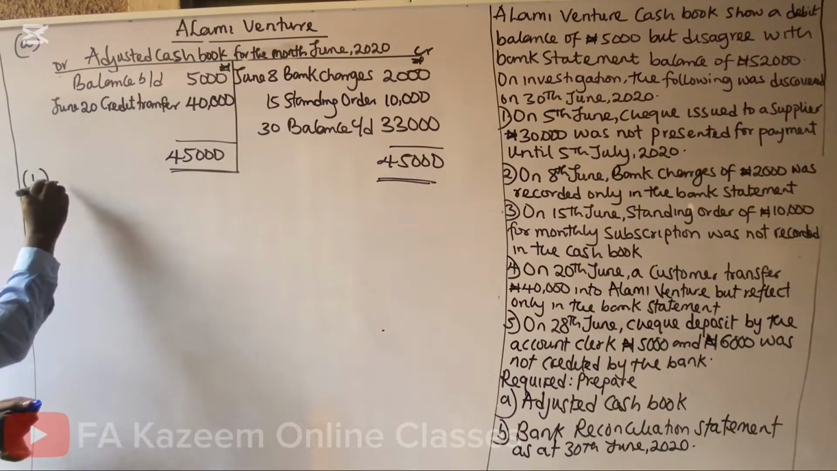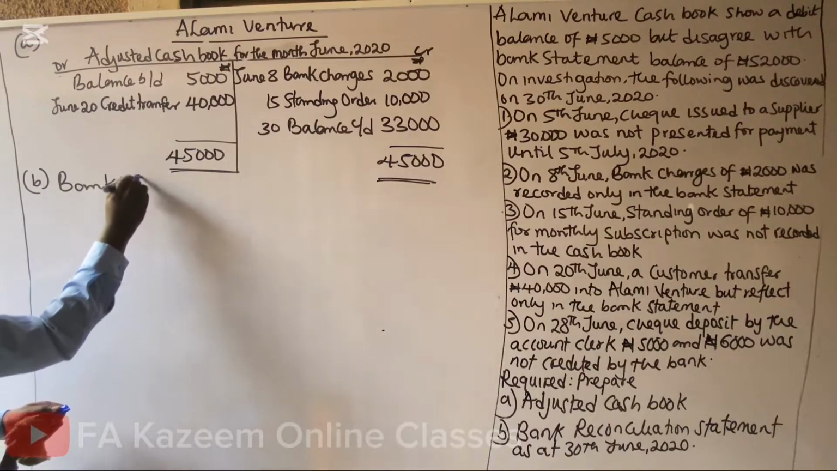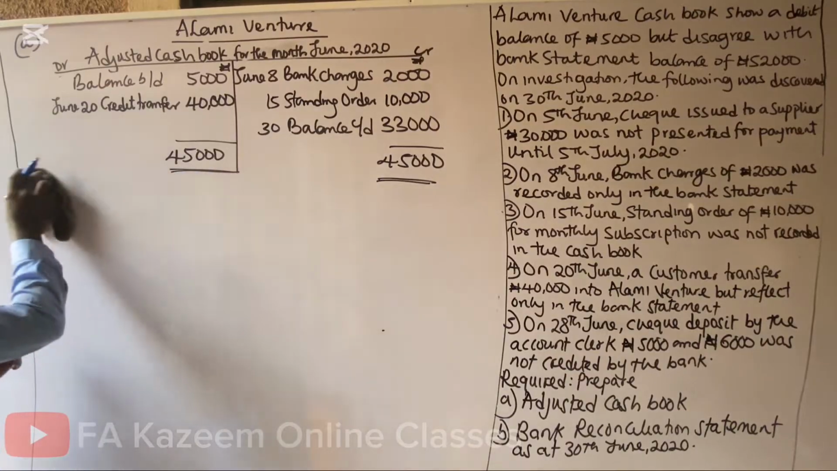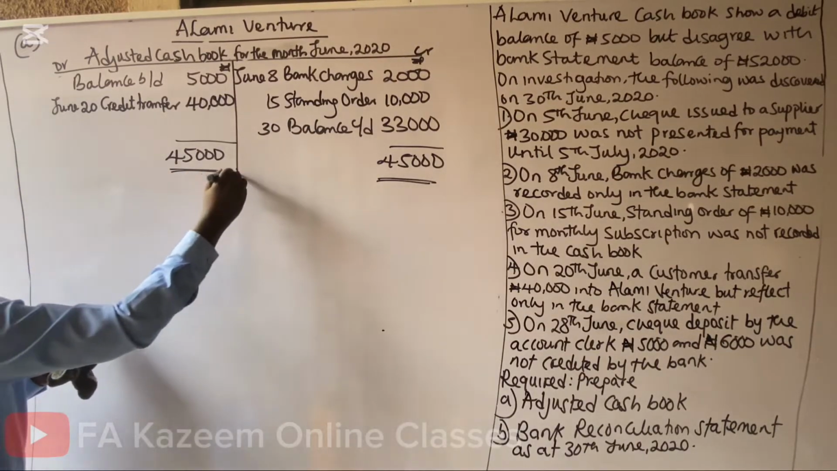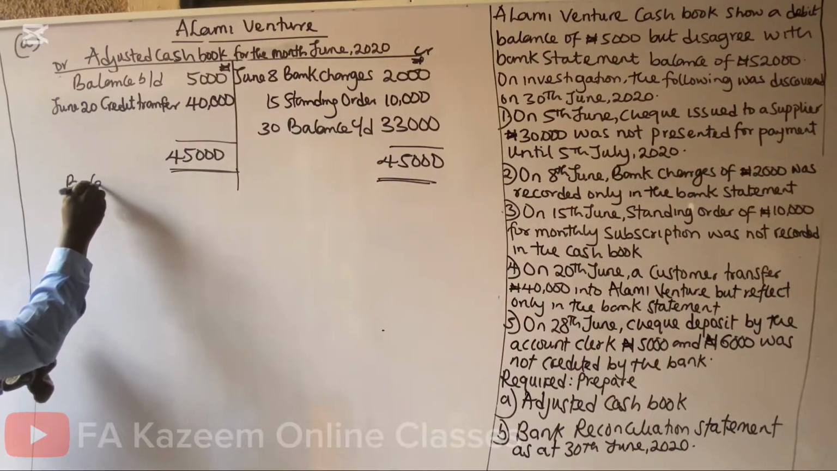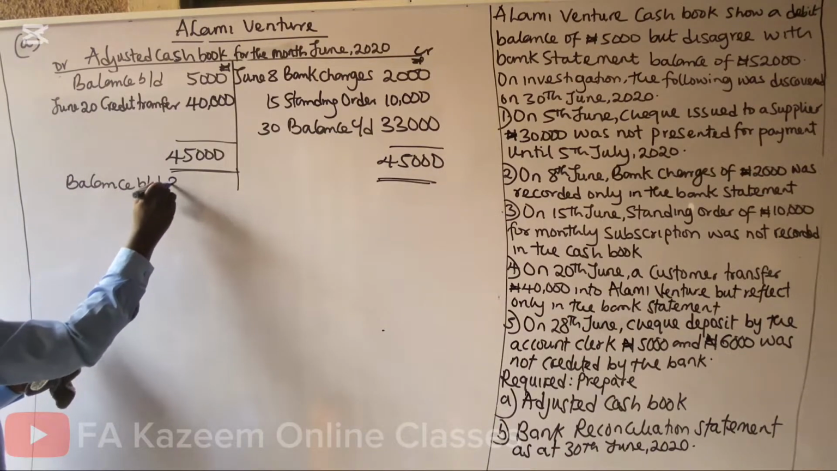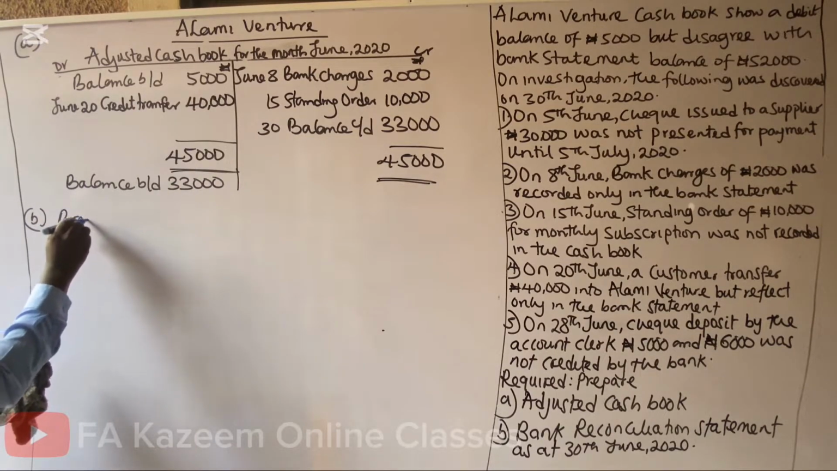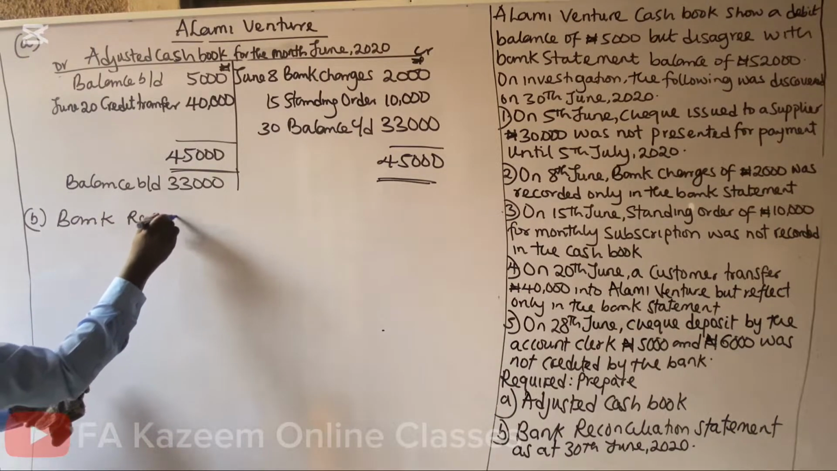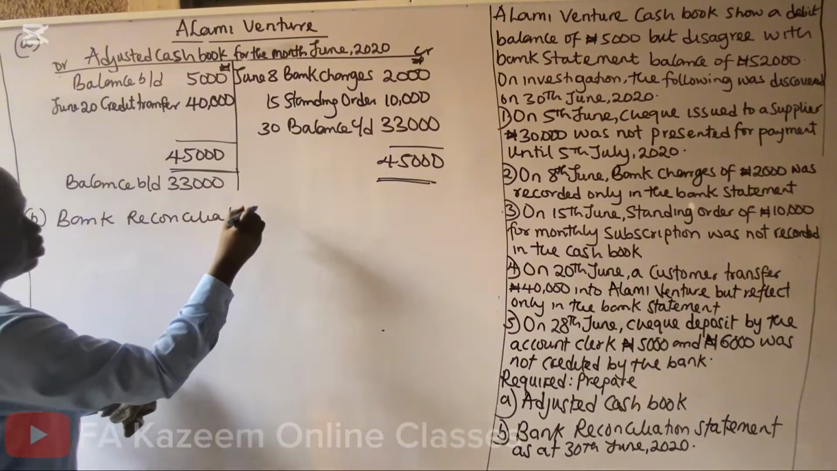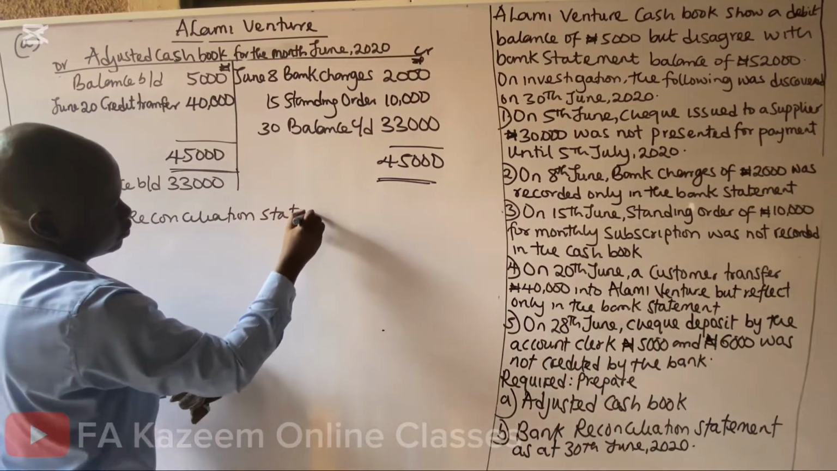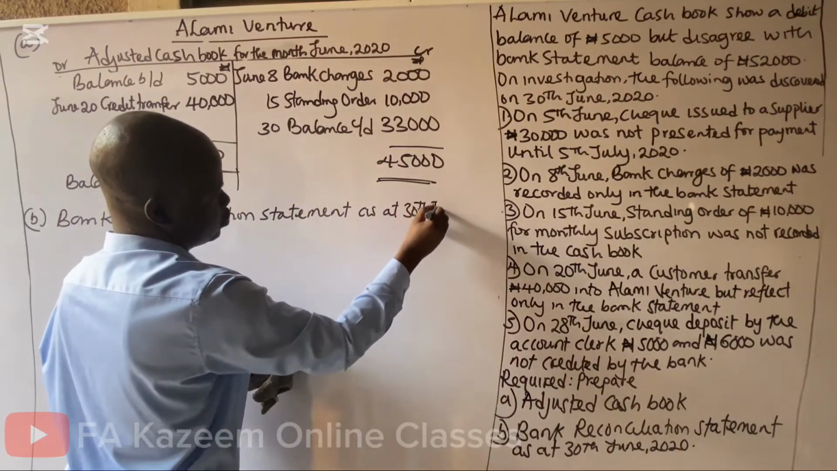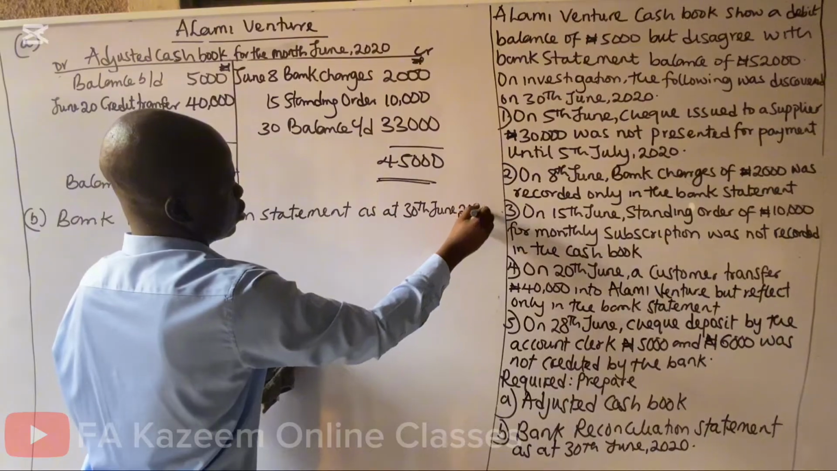Now, our requirement B said we should prepare bank reconciliation statement. Let's put it this way. Let's complete the balance. Balance BD 33,000. Now, requirement B is telling us to prepare bank reconciliation statement as at 30th June 2020.